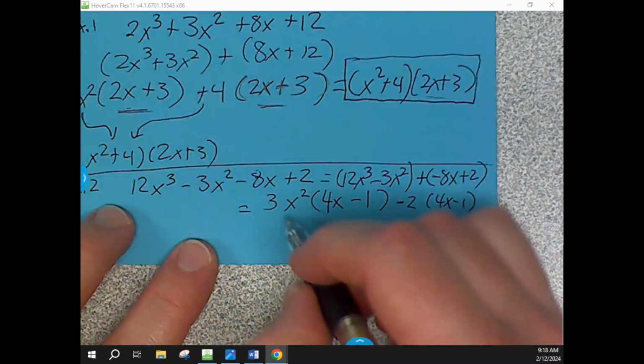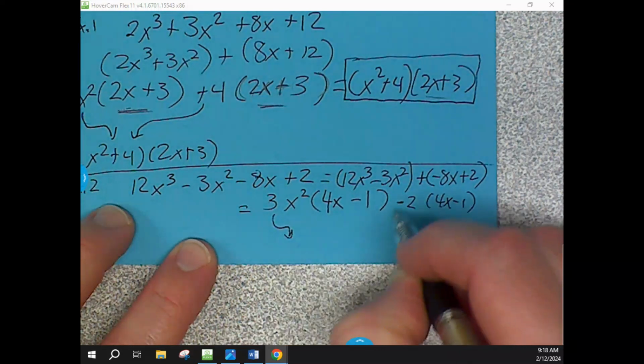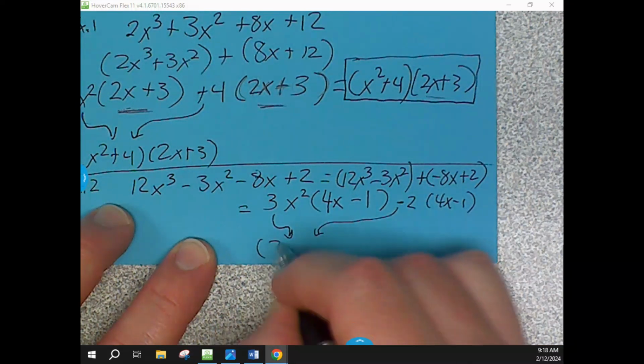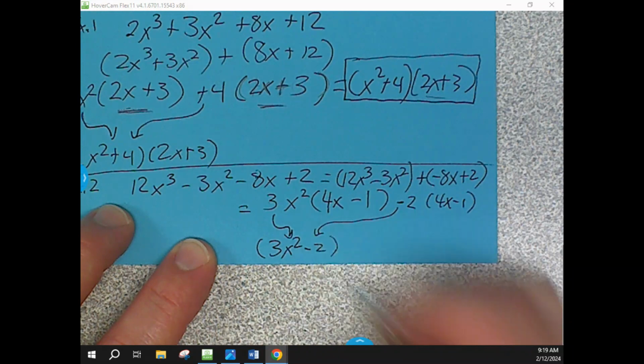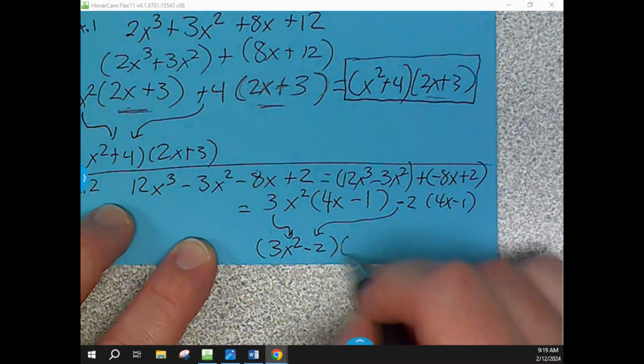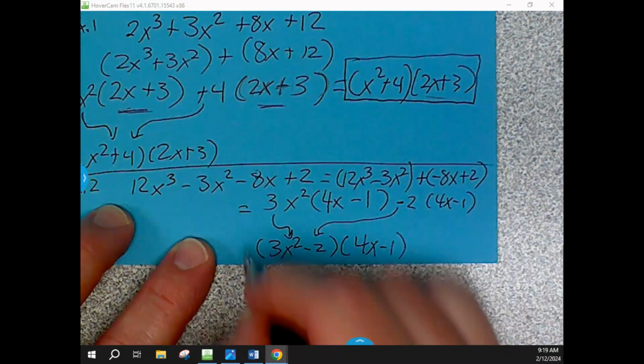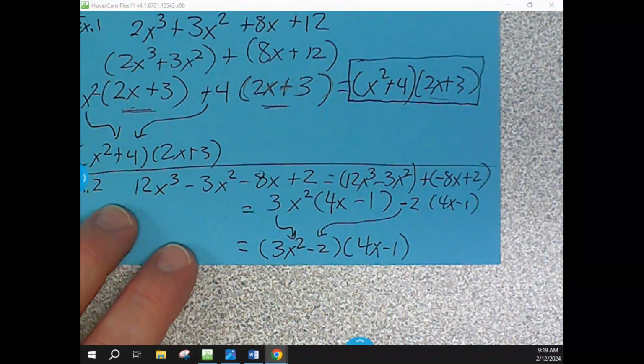Okay, and then again, these two greatest common factors will go together in one parentheses. And then the common part we had back here will follow in behind it. And that'll be our final answer that we're looking for.